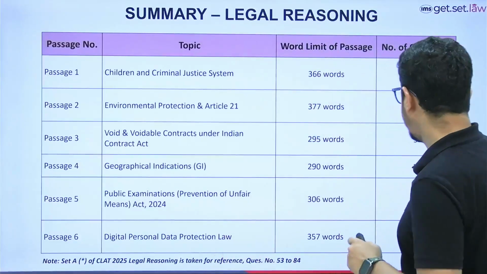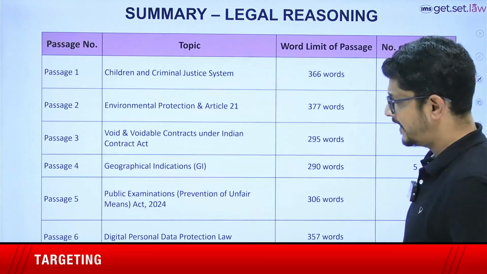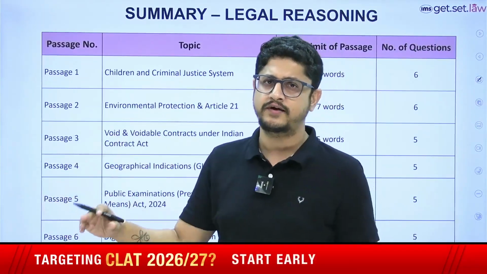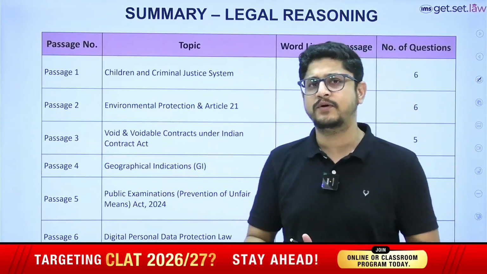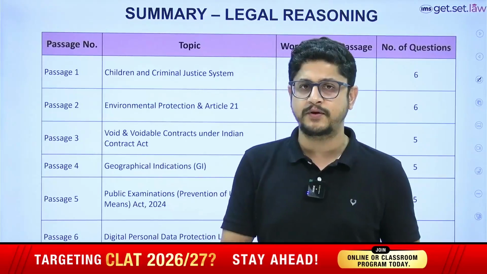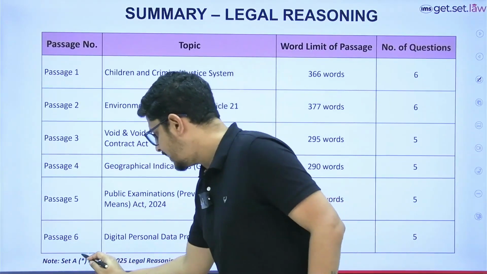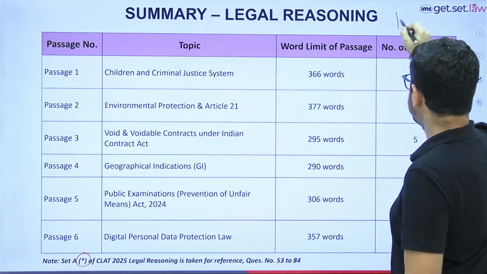So as I have taken up the summary over here before starting with the entire legal reasoning paper, we have already taken up the entire analysis of CLAT 2025, but coming to what exactly it is. Just to tell you, there were multiple sets, I think 4 sets of the paper. I am taking set A as a reference, which is marked with the asterisk, the star one. So I'm taking this as a reference.